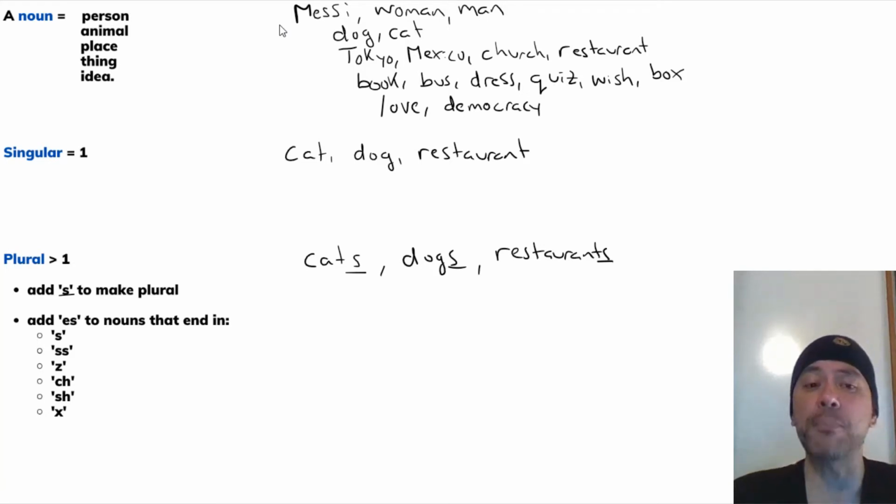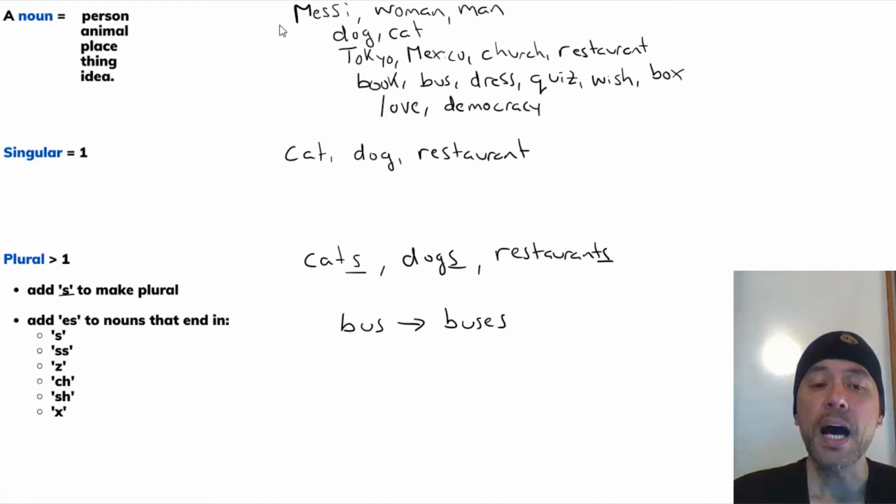So let's look at the examples. If I have a noun that ends in S, do I have a noun that ends in S here? Here we go, bus. I've got bus, and to make it plural, I'm going to add ES. So bus becomes buses. Now I have more than one bus. Do I have a noun that ends in SS? Yes, I have dress. To make dress plural, I put an ES, and it becomes dresses.